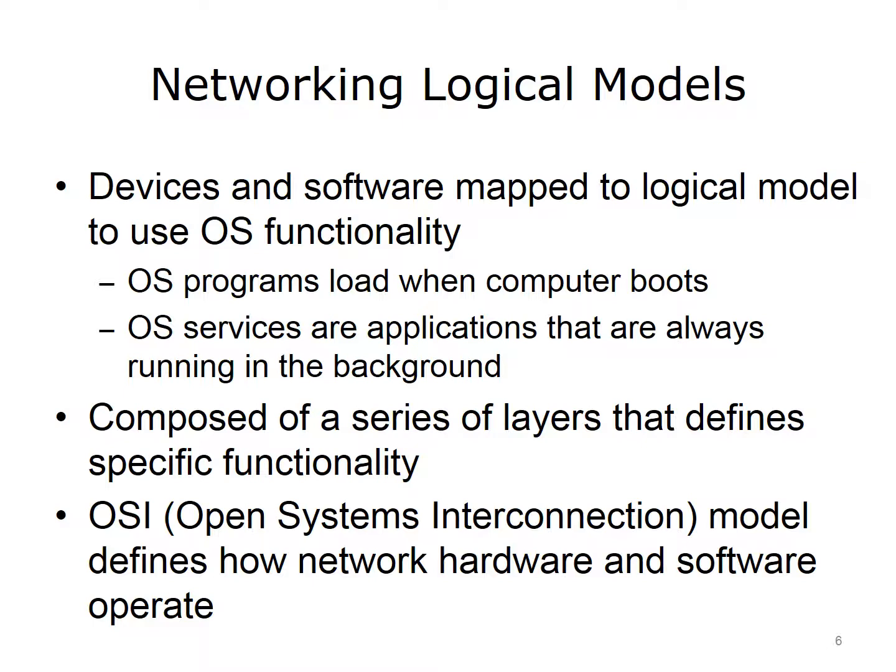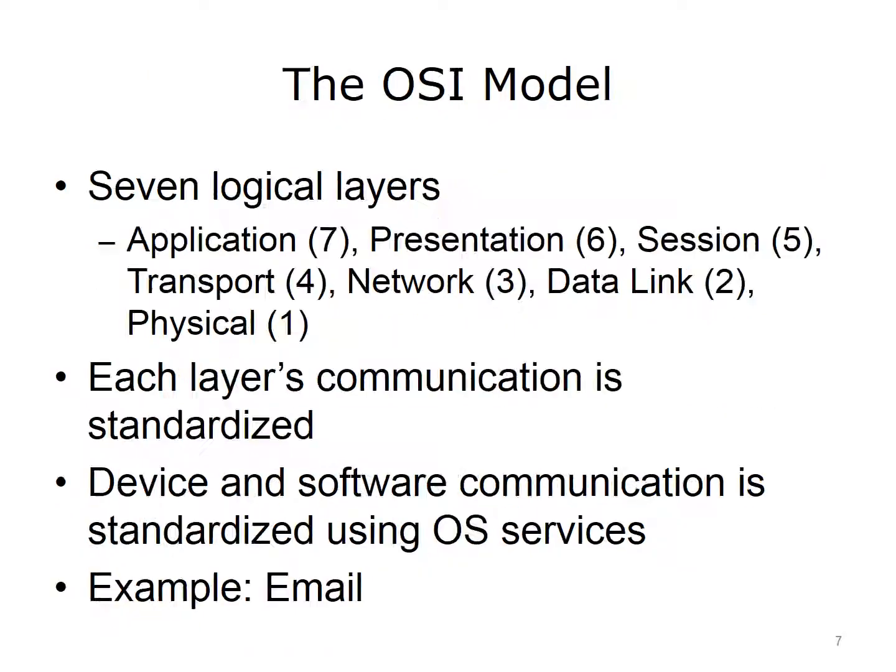A logical model is composed of a series of logical layers that define specific functionality for a device or for a piece of software. The Open Systems Interconnection, or OSI model, defines how network hardware and software operate. The OSI model is composed of 7 logical layers. The top layer, layer 7, is the application, followed by the layers presentation, session, transport, network, data link, and physical. The physical layer is always layer 1, and the application layer is always layer 7.